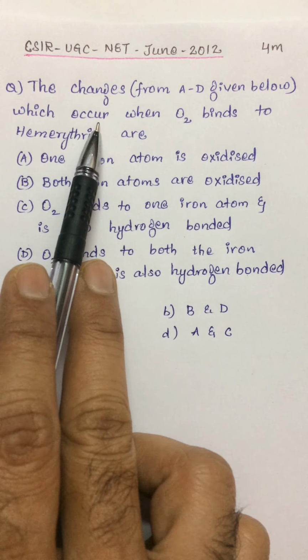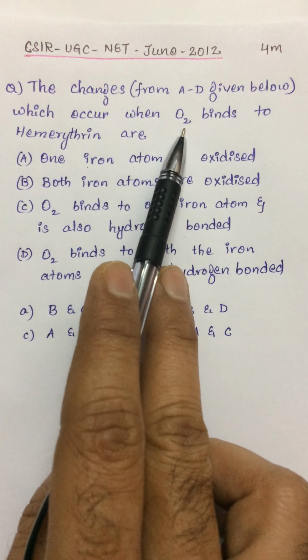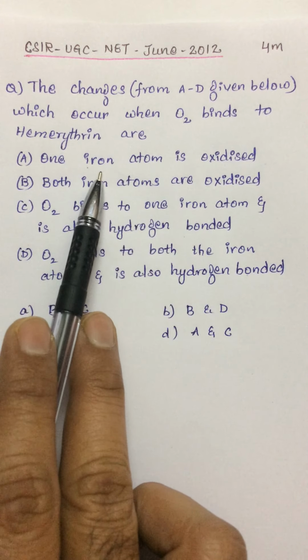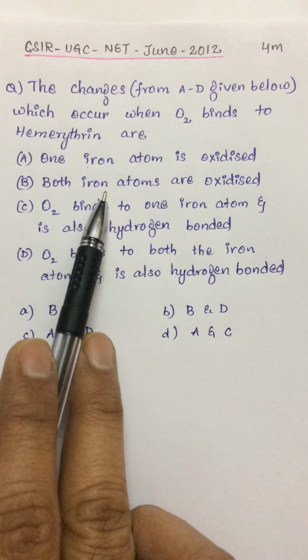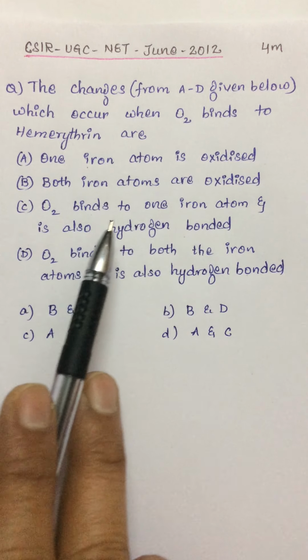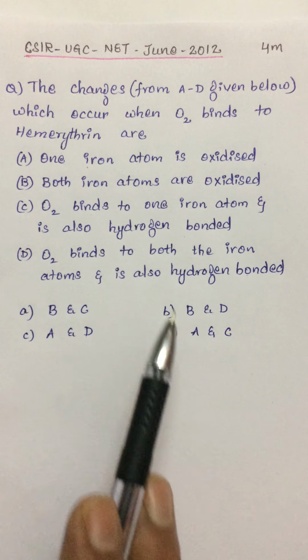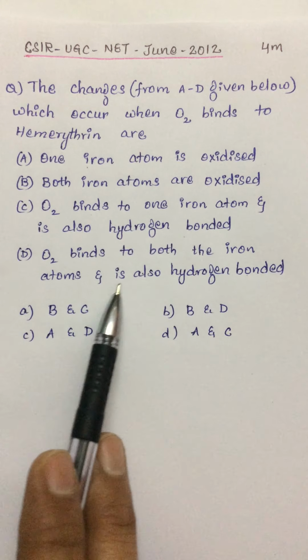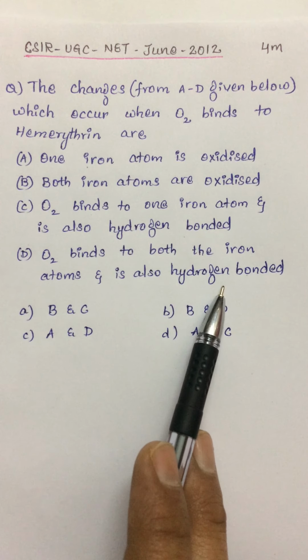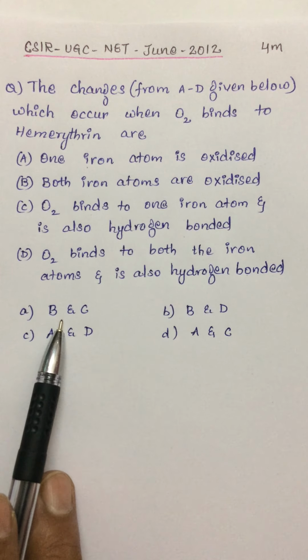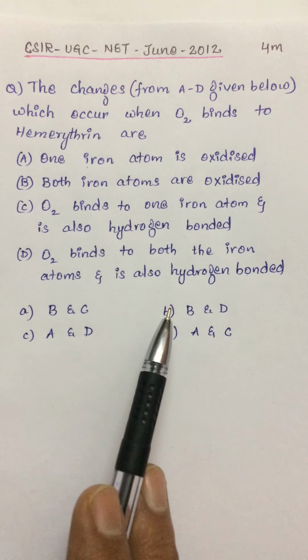What are the changes that occur in hemerythrin when dioxygen binds to it? Is one iron getting oxidized or both irons getting oxidized? Is dioxygen binding only to one iron atom with a hydrogen bond, or is dioxygen binding to both the iron atoms along with a hydrogen bond? So the options given are in combination.